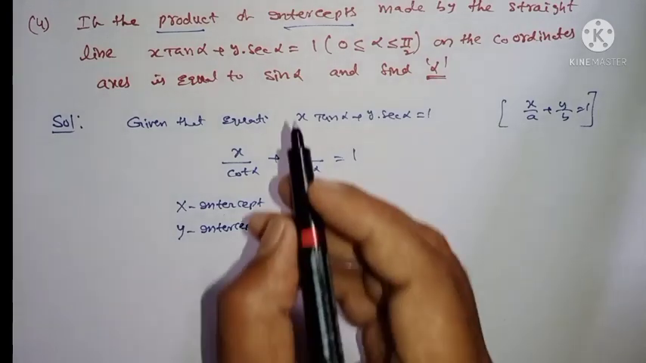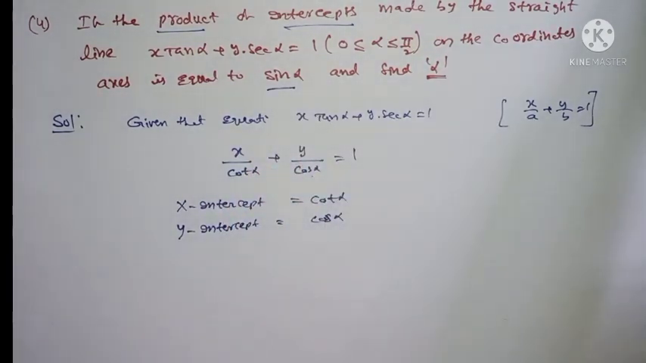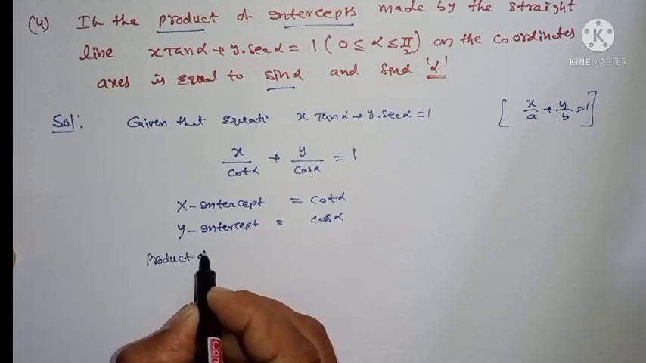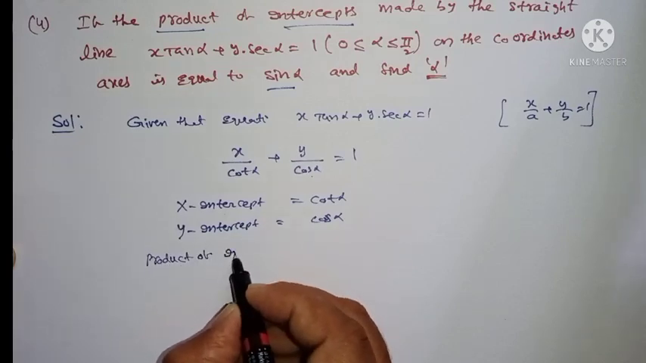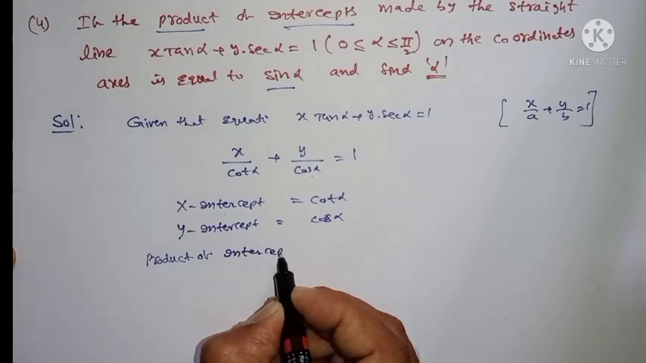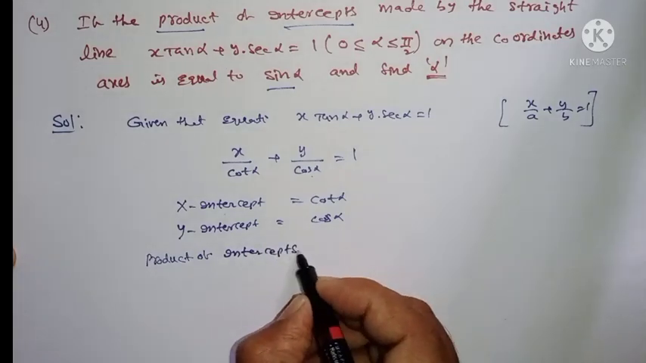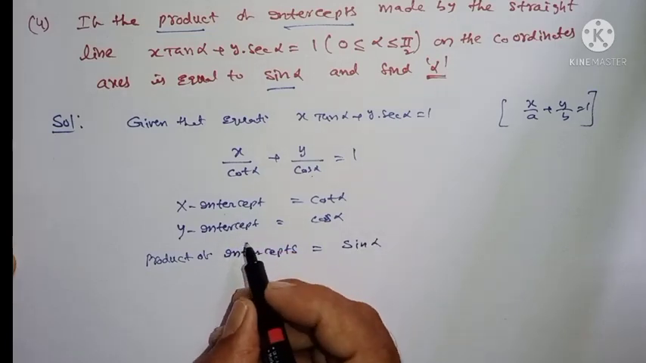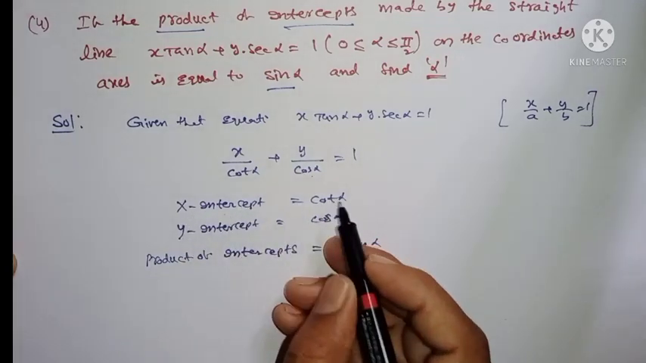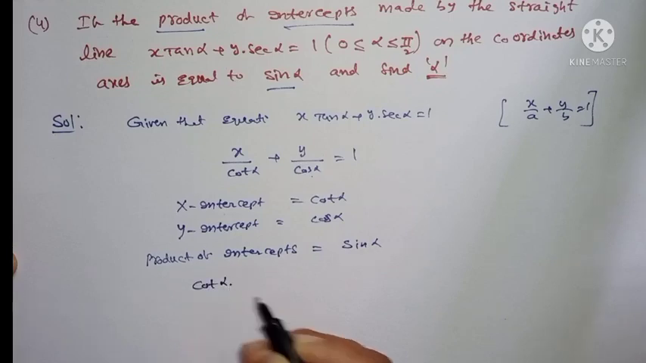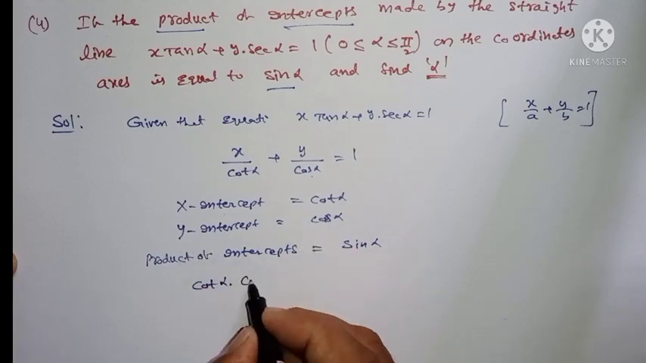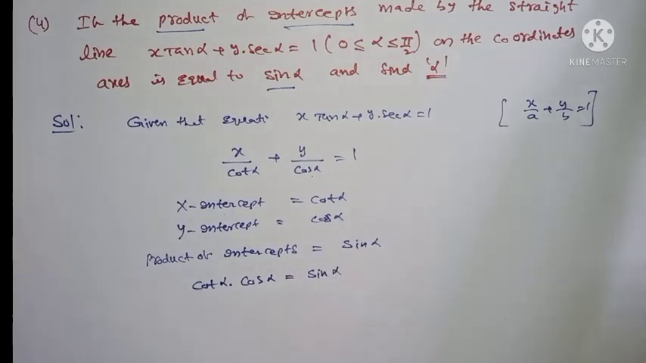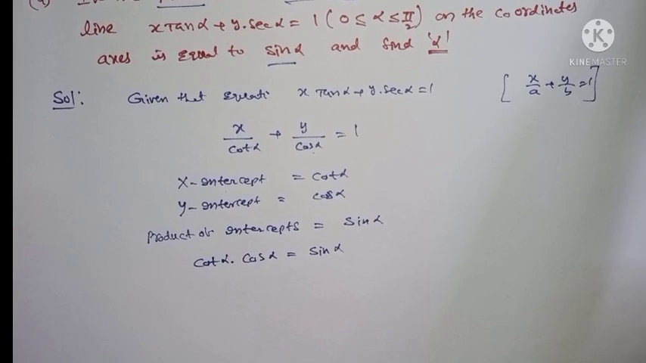The product of the intercepts is given as sin alpha. Therefore, the product of intercepts is equal to sine alpha. What is the product? The x intercept cot alpha into the y intercept cos alpha is equal to sine alpha, as given.